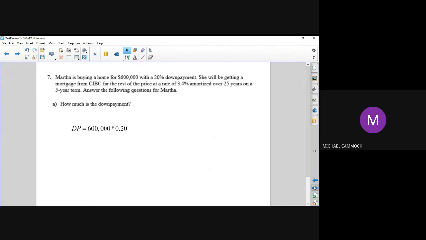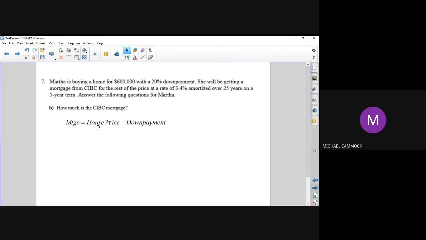Then we got to mortgages, and we went over down payments, because this house was for $600,000 with a 20% down payment, and that's just multiplying 0.2 by 600,000. That will give you the down payment. And then we take away the down payment from the house price, to see what the mortgage is. How much is the mortgage? Well, just subtract those two numbers.